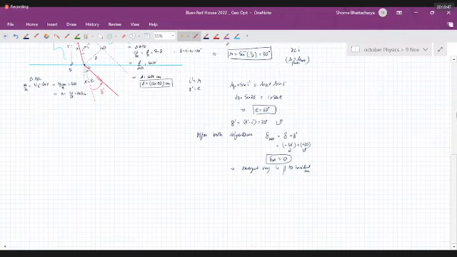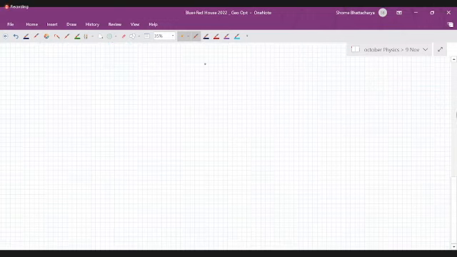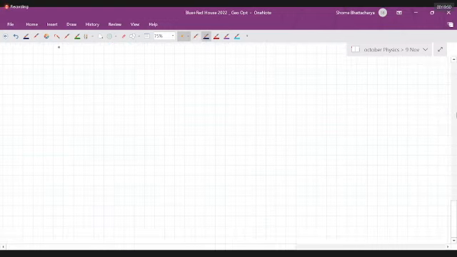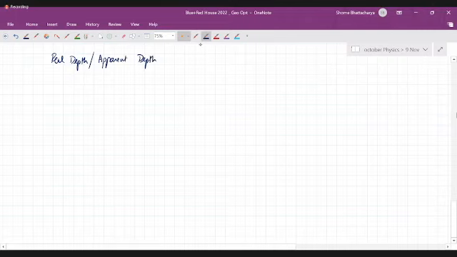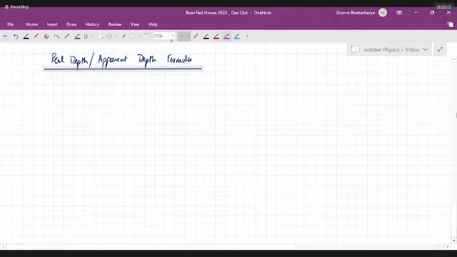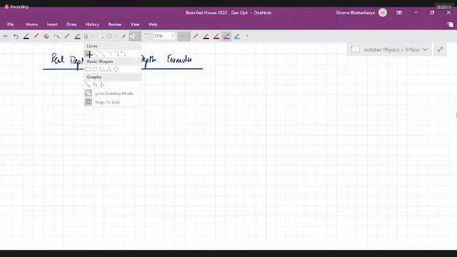Now, next thing we had looked at was that real depth, apparent depth formula. So this is something very important from numerical problems applications point of view. Yes, I'll scroll up. Especially at the JEE Advanced level, you can get some tricky questions based on this. So we'll discuss. Okay. But let's begin with the very basic discussion first of this.